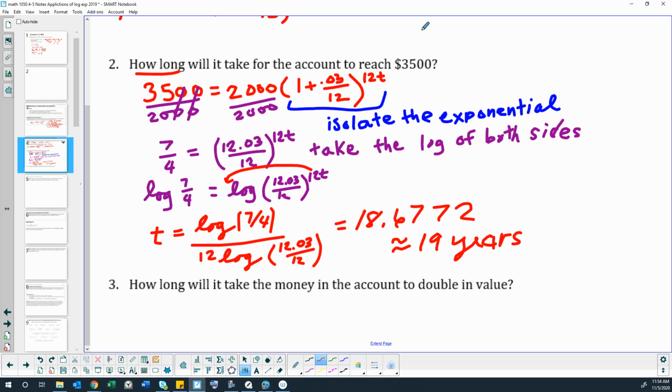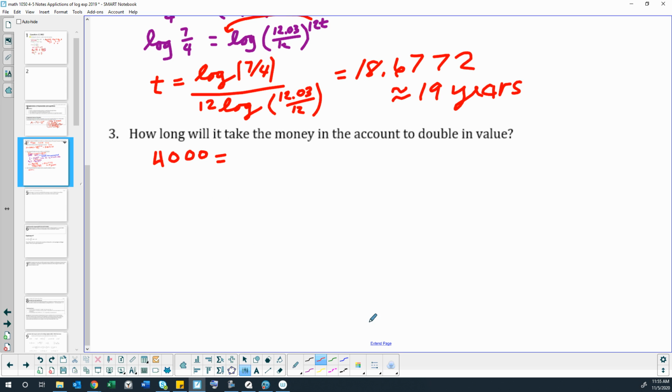Okay, so now let's see how long it will take to go a little bit more than 3,500 and double our money. Now, doubling the money is very interesting because we don't need to actually know amounts. We just need to know that it's doubling. Regardless, I'm going to start this process by showing you why we don't need to know the amount, by doubling the amount first. So we're going to turn our $2,000 in principal into $4,000.